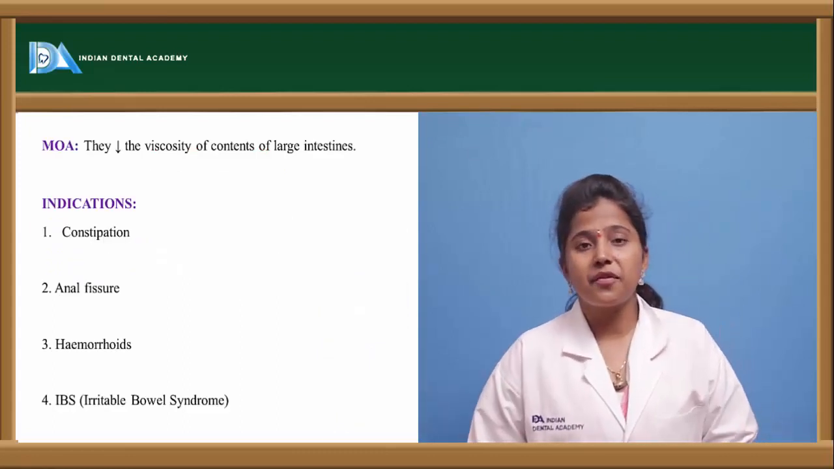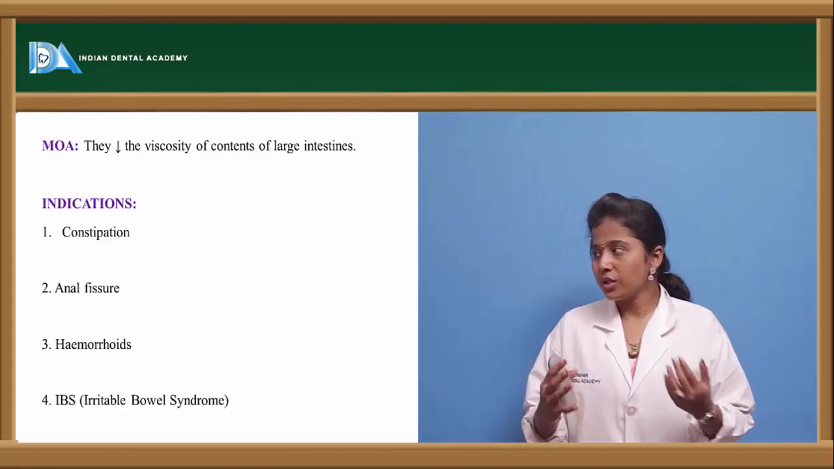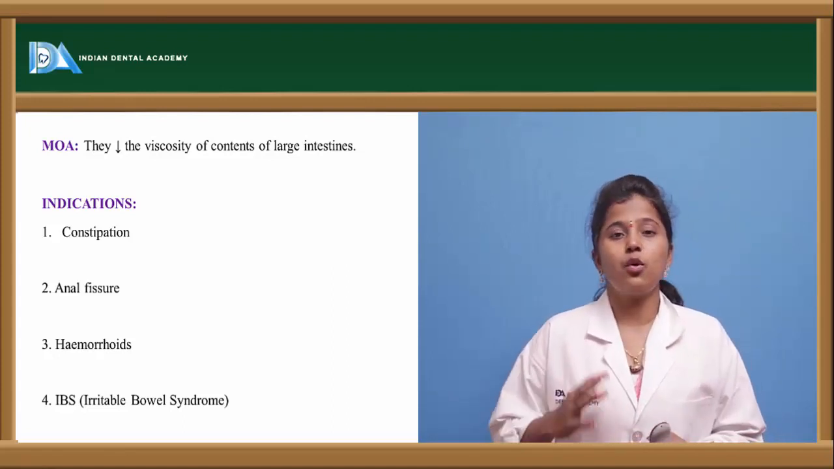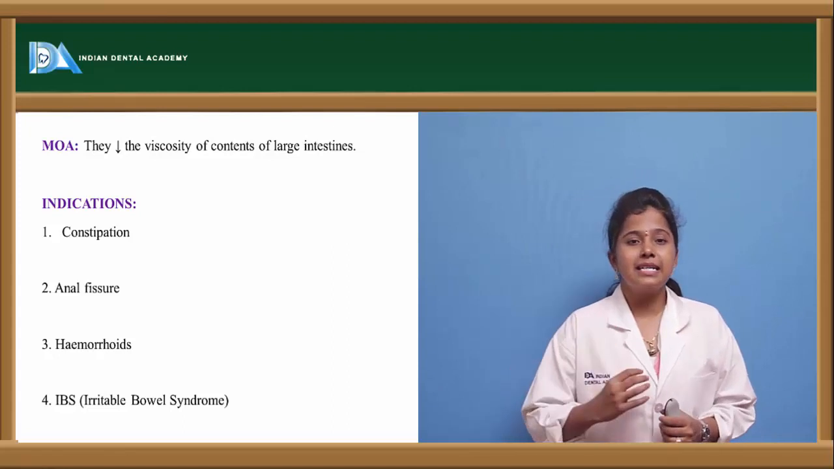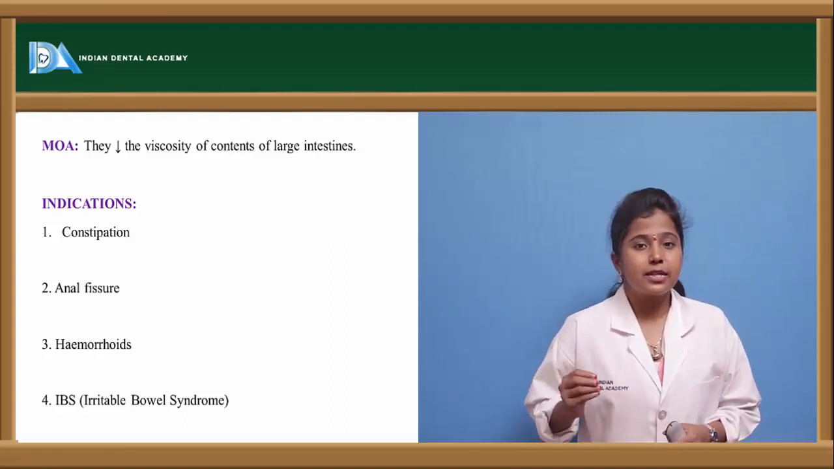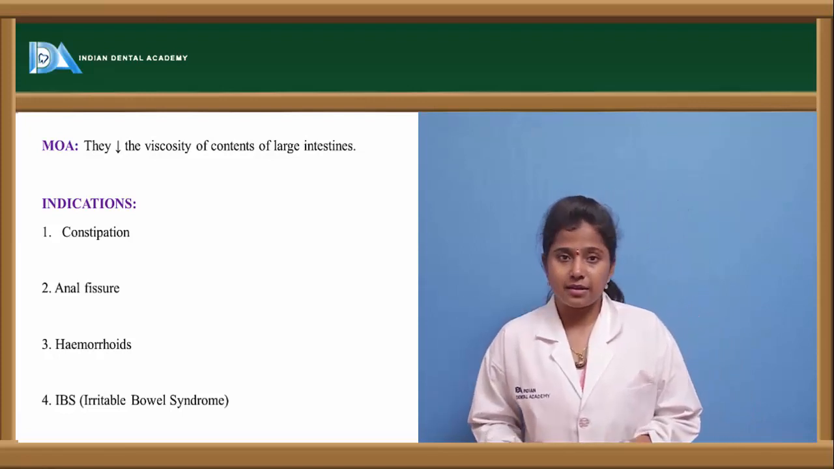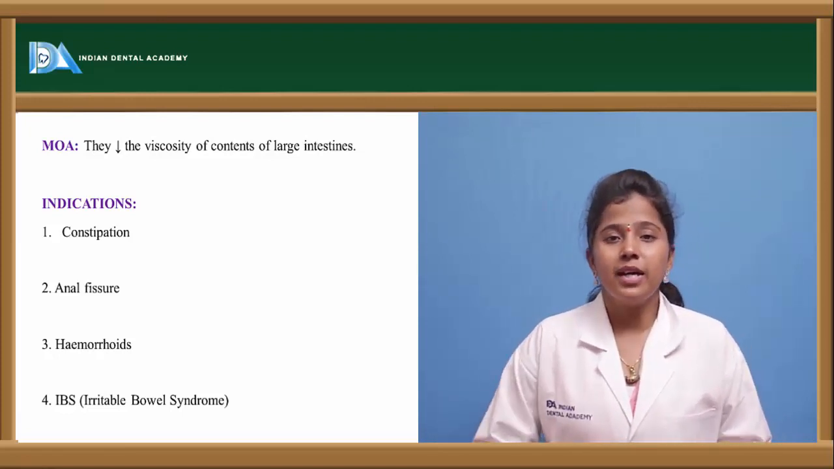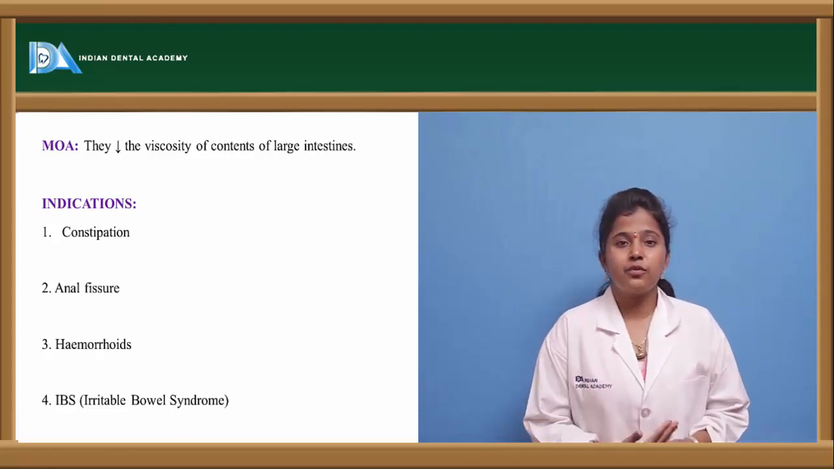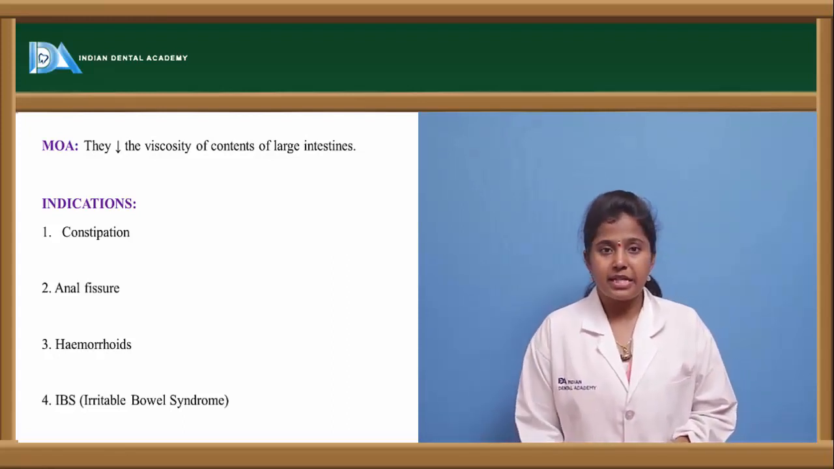What is the mechanism of action behind these purgatives? Whatever the purgative may be, they have different mechanisms, but the overall mechanism is that they decrease the viscosity of the gastric contents to be excreted. When the viscosity of the gastric contents is reduced, thereby the gastric contents, which are the undigested food present in the body, can be eliminated out.